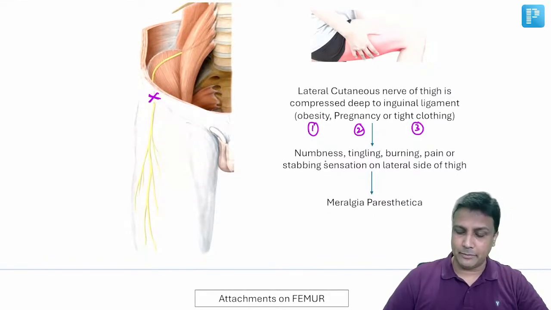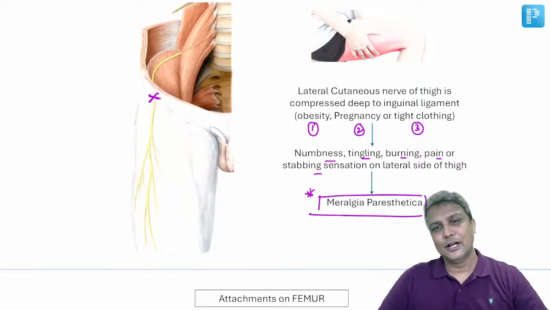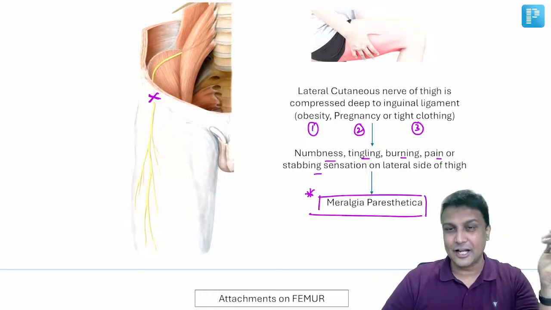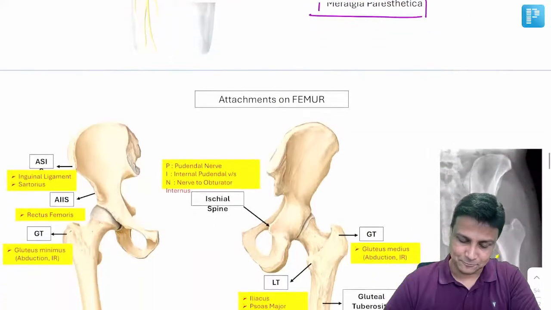And it will lead to what? Numbness, tingling, burning, pain, or a stabbing sensation on the lateral side of the thigh, and this condition is referred to as meralgia paresthetica. So what is the nerve involved in meralgia paresthetica? Lateral cutaneous nerve of the thigh. And what is the root value? L2 and L3. So please keep this in mind.